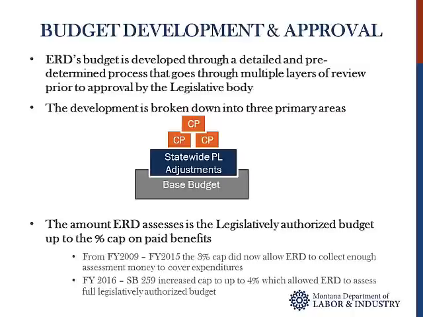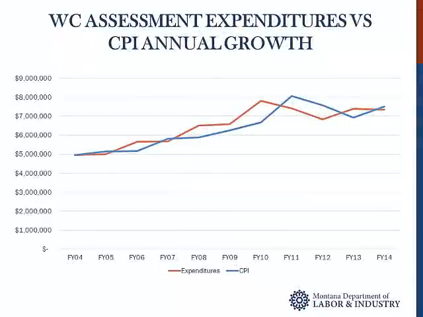The budget process is important to the assessment mechanism because the amount we can assess to Montana employers is the legislatively approved budget up to the percentage cap on paid benefits. From 2009 to 2015, the department was unable to collect the full legislatively authorized budget due to the 3% cap in statute. Senate Bill 259 increased the cap to 4%, and the department was able to assess the full budget for fiscal year 2016. In addition to questions about the budget development, the department is also approached by stakeholders concerned about unnecessary spending.